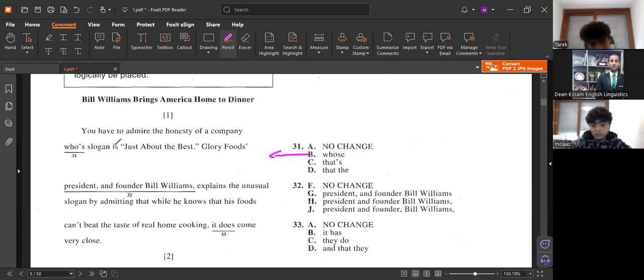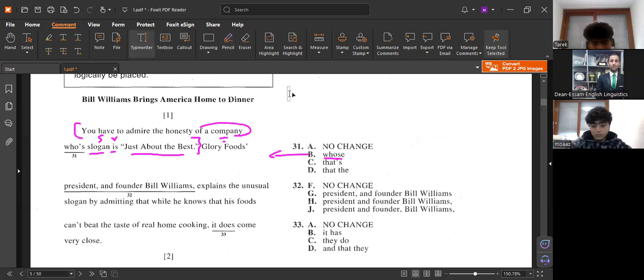You have to admire the honesty of a company's slogan. Slogan is an ownership to the company. So it must be whose: whose slogan the company is. So slogan is the subject and is, related to the company. And this slogan could be for the company, correct? Remember, your clause stopped here.